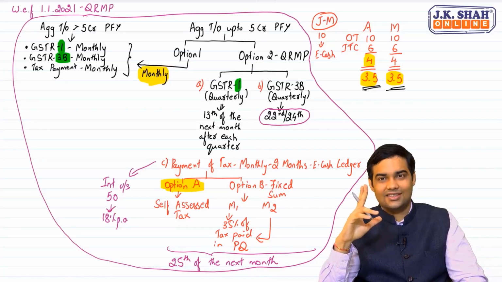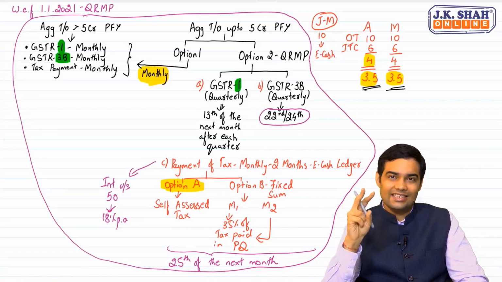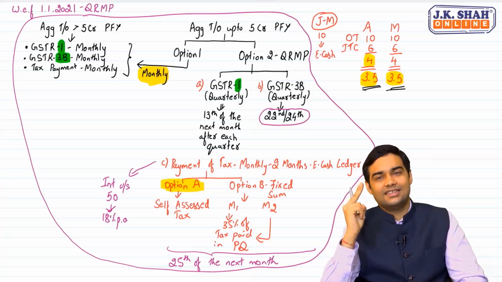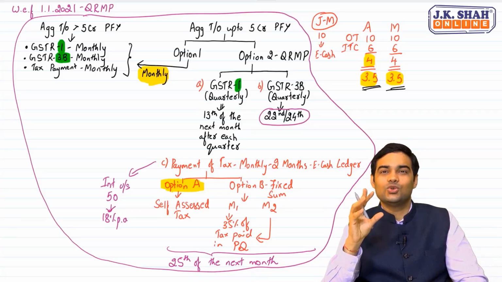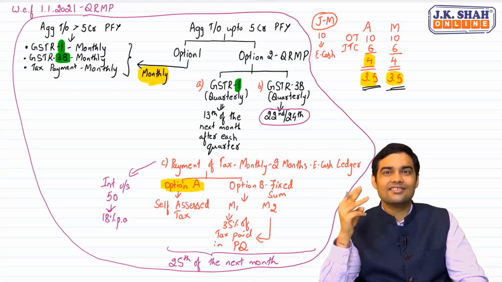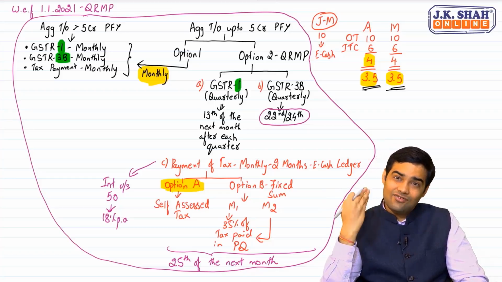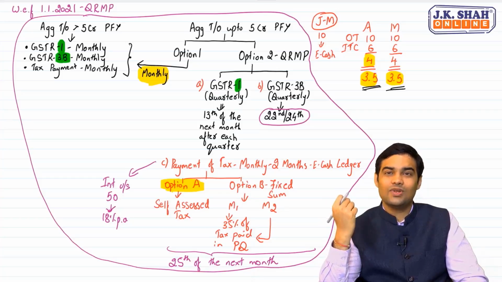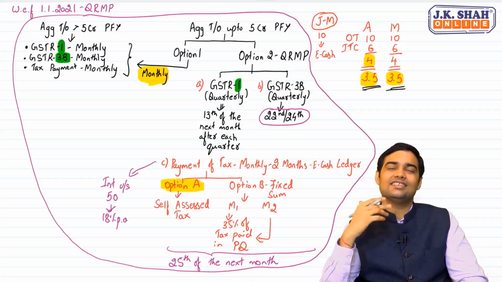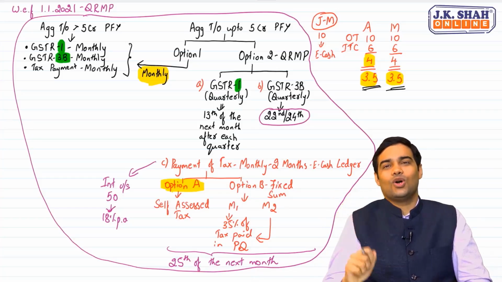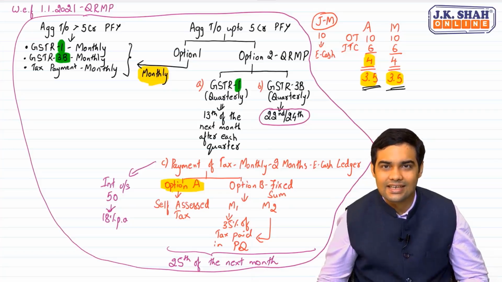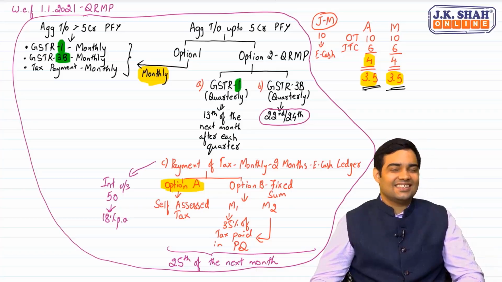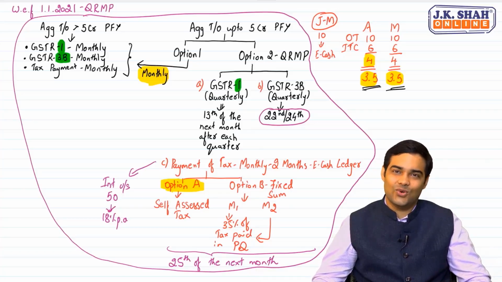First question, can I shift from monthly to quarterly, quarterly to monthly? Second question, can I choose GST wise? Third, if I file returns quarterly, will my recipients face an issue? Fourth, if there is an excess deposit made, what would happen to that excess deposit? Okay. Now let's start answering all these 4 questions.